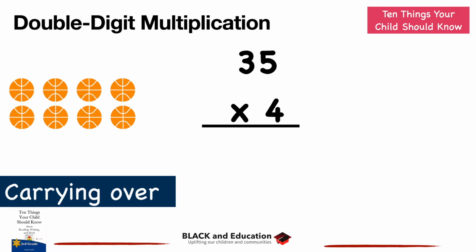So let's look at this right here when it comes to double-digit multiplication, because you have to carry over quite a bit. Let's say I start off on the right-hand side and I multiply the 4, which is in the 1 place, times the 5 in the 1 place, in this 35 times 4.